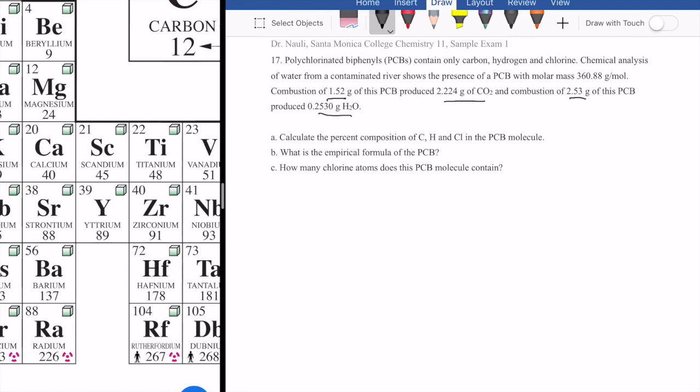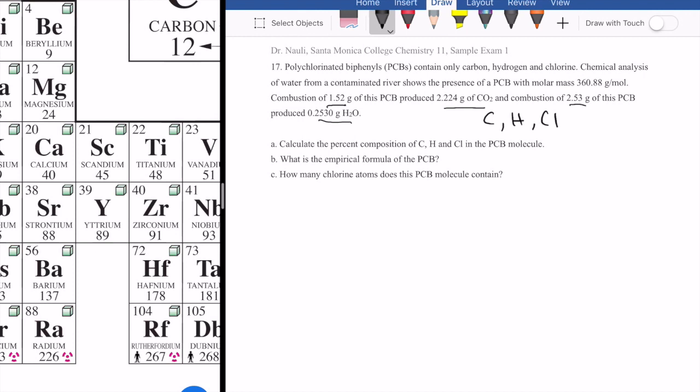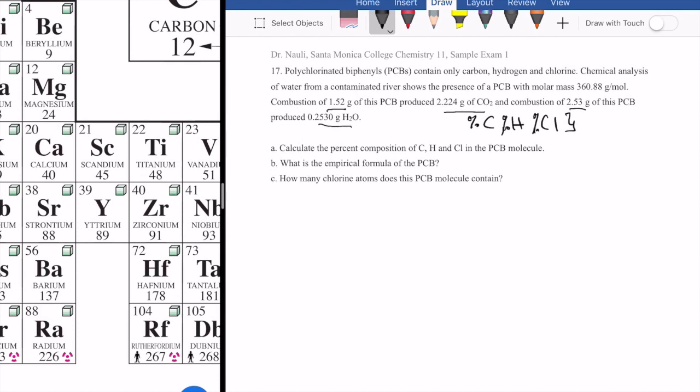So you can't just directly calculate the mass of the carbon or the hydrogen like we did in class. What we have to figure out first is the percent composition of each of those elements. So we need to figure out the percent carbon, the percent hydrogen, and the percent chlorine. Then once we have those, we can assume 100 grams of compound and use them to figure out our empirical formula.